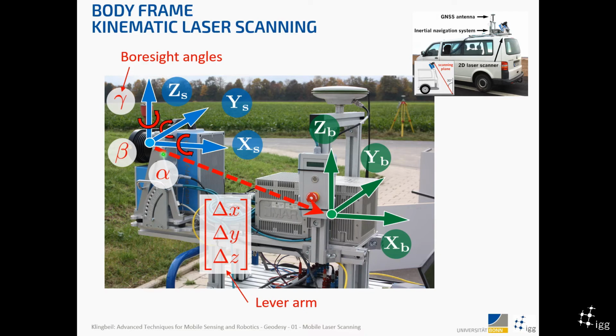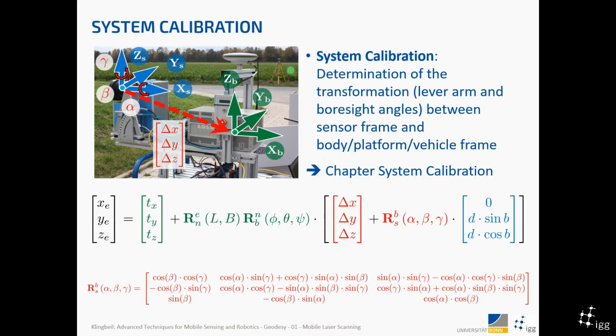And this transformation is a similarity transform without a scale. So it's just a 6-parameter transformation. It's a vector, which is called lever arm. So it's the vector between the origin of the two systems, and then there is even a rotation between the sensor system and the body system, which is called boresight angles. So the rotation has 3 angles, and they're called boresight angles. These transformations need to be known.